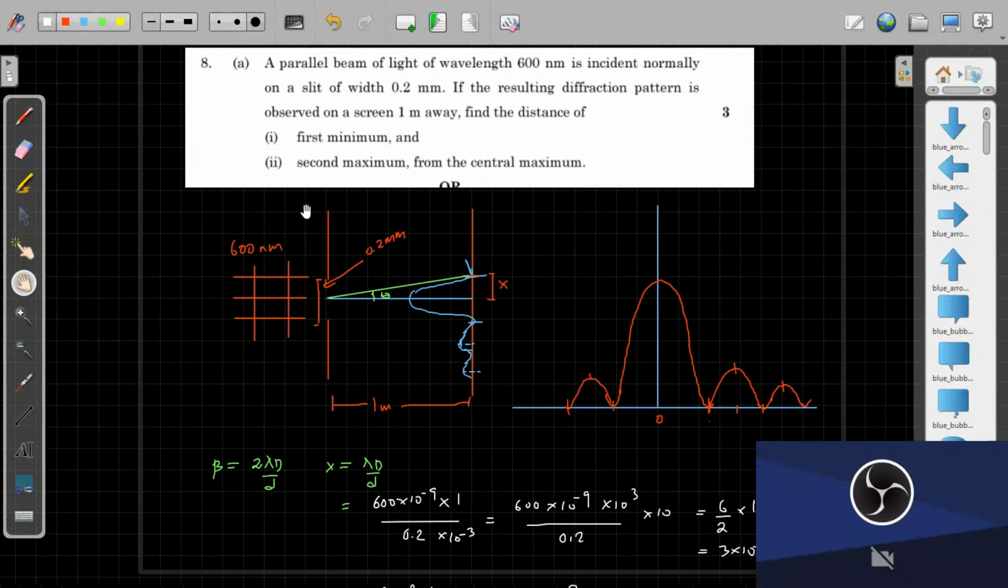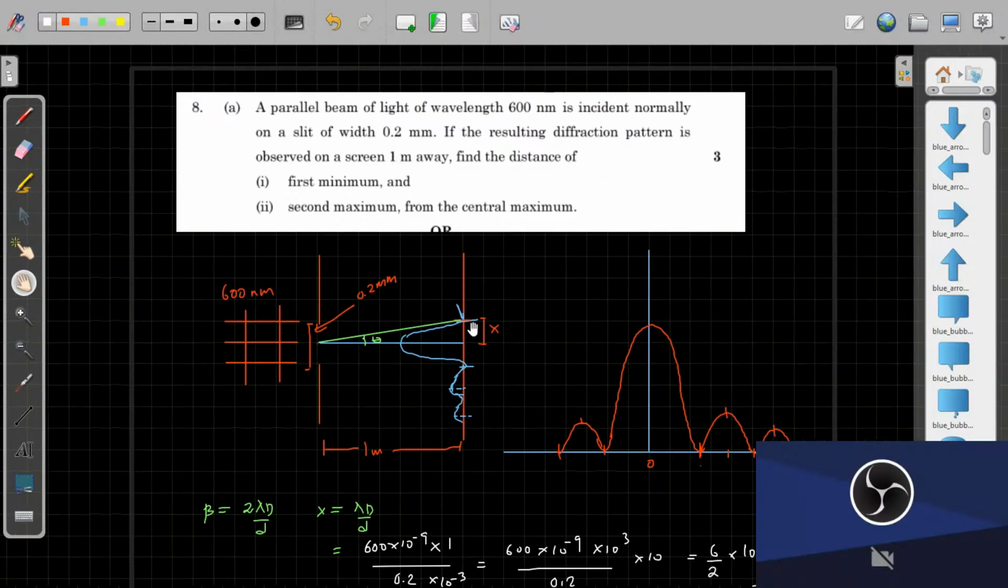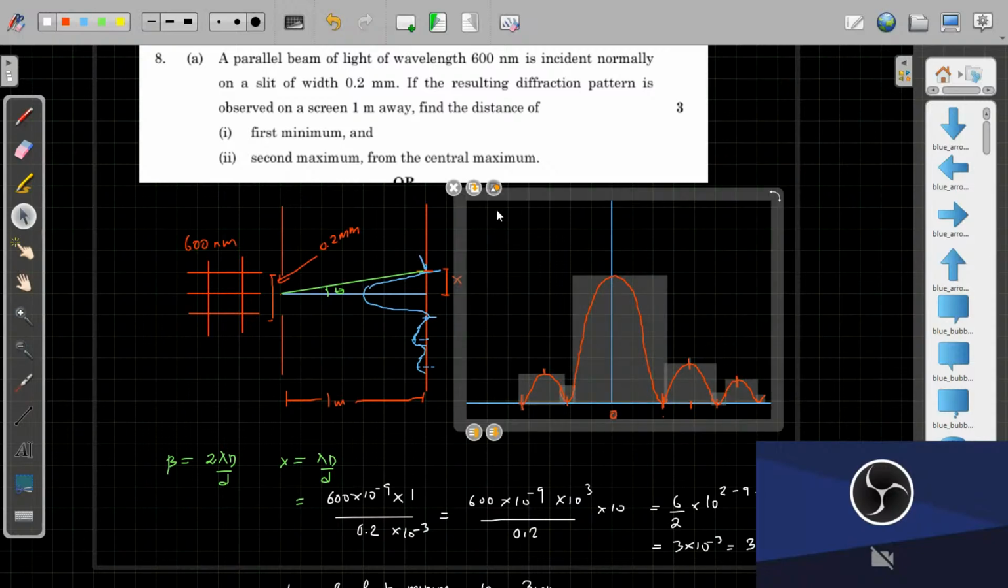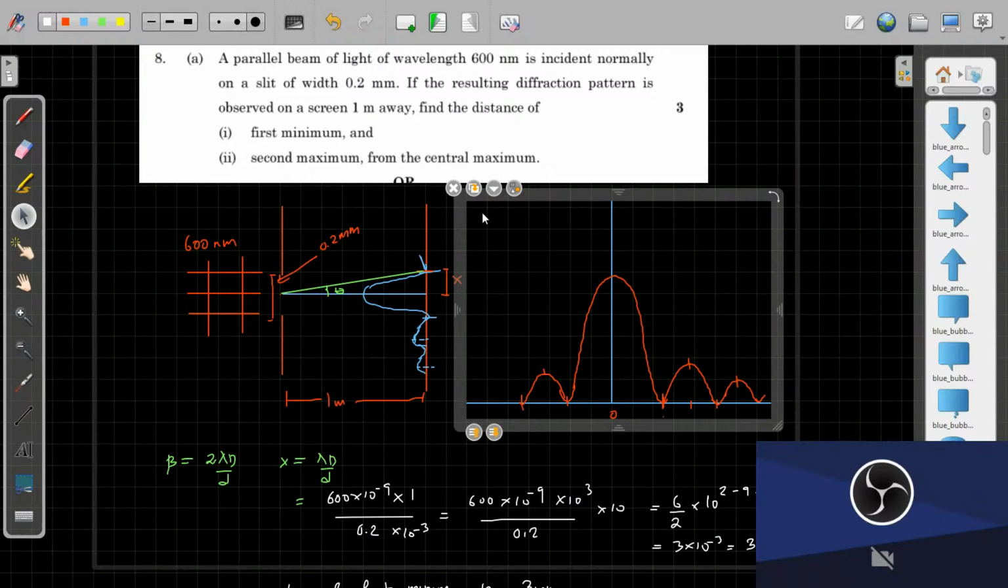Let us see the position of the second maxima from the central maxima. To look at the second maxima, we need to look at this. Let me take this to the new page.